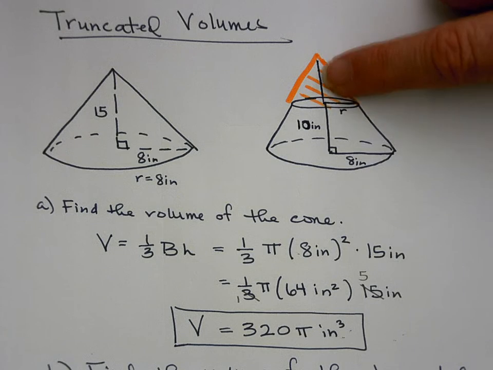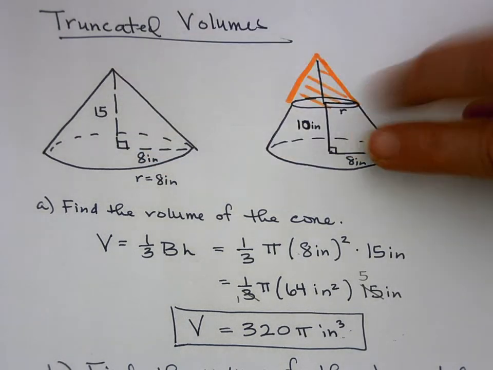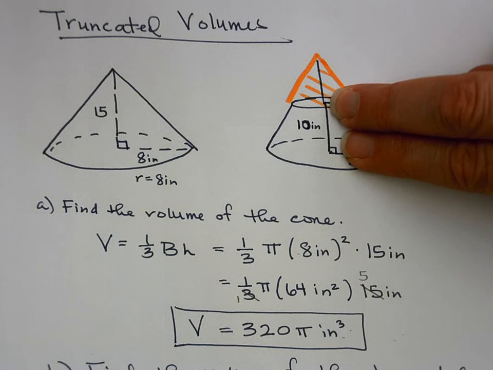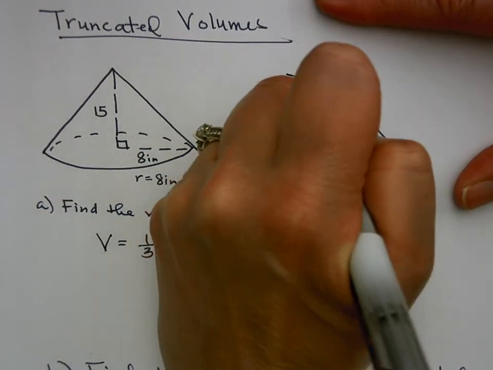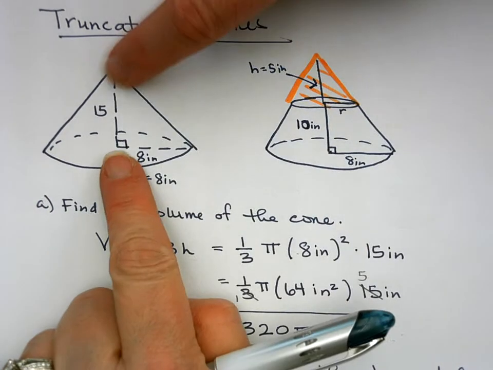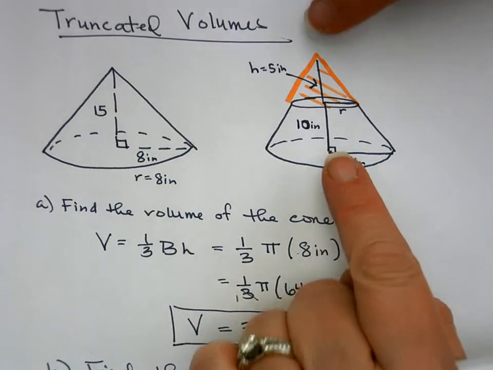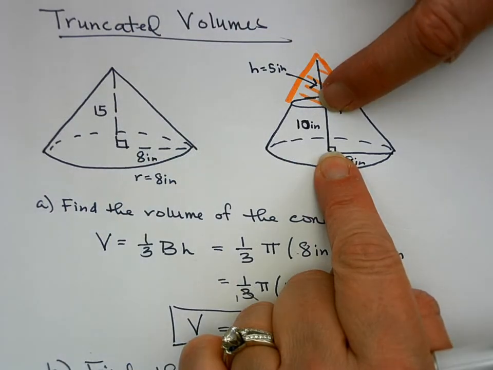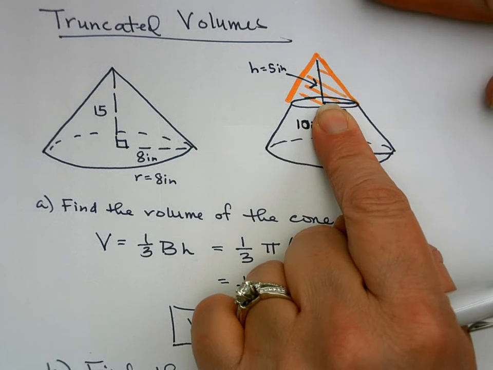So I know the whole thing was originally 15, and now all I have is 10, right? So how much was cut off? So this height right here had to be 5 inches, right? Because originally the whole thing was 15, and now it's down to 10. So if the whole thing was 15 down to 10, that meant I cut off 5 inches, right? So 5 inches from the cone was cut off.